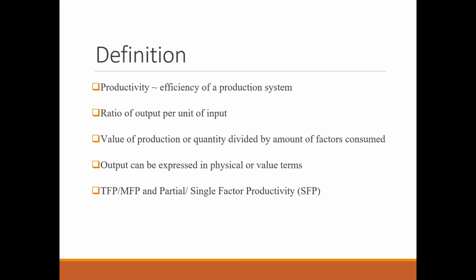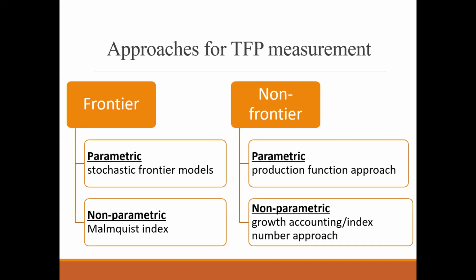So there are two terms: TFP, or multi-factor productivity, and partial factor productivity, or single factor productivity. As the name says, TFP means we are covering all the major inputs which can affect the output. In case of partial or single factor productivity, only one or a few inputs are considered, like land productivity or labor productivity. Coming to the approaches, broadly there are two approaches, frontier and non-frontier, which can be divided into parametric and non-parametric approaches.